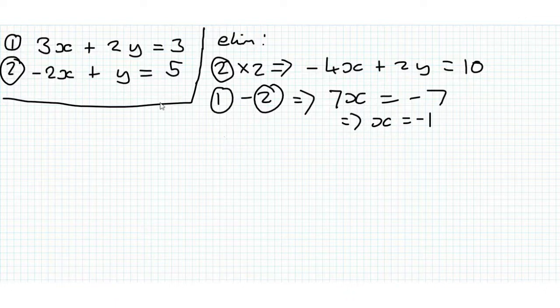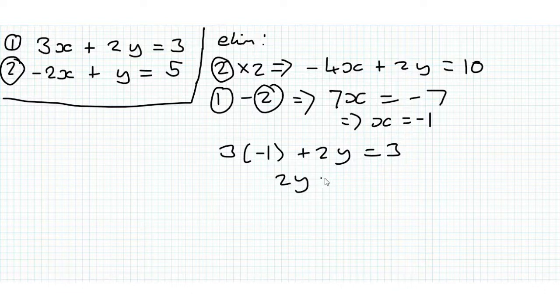Now we can substitute into this equation here, or any of the equations. Let's say equation 1, so now we know that 3 times minus 1 plus 2y is equal to 3, so that means that 2y is equal to 6, which means that y is equal to 3. That's our solution. So our solution is x is equal to minus 1, y is equal to 3.